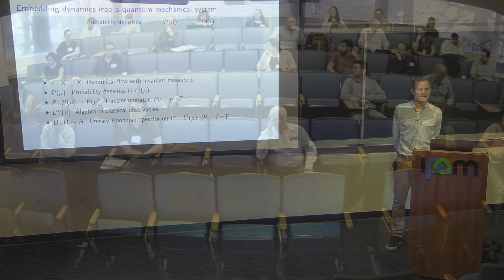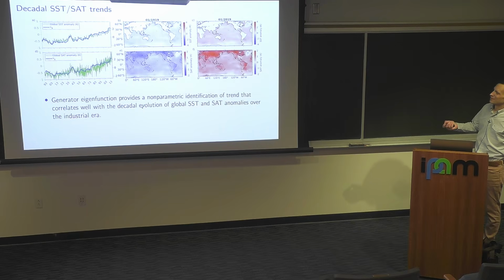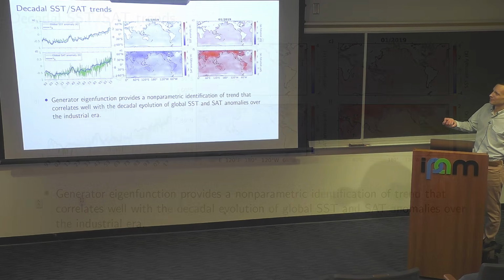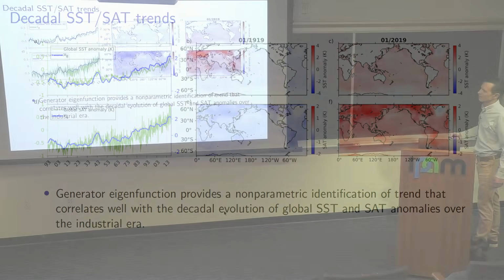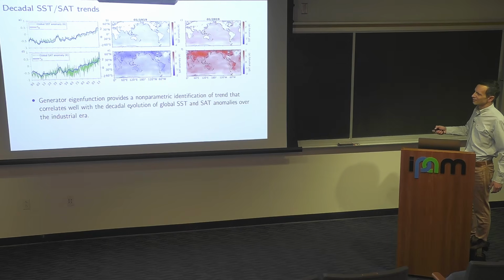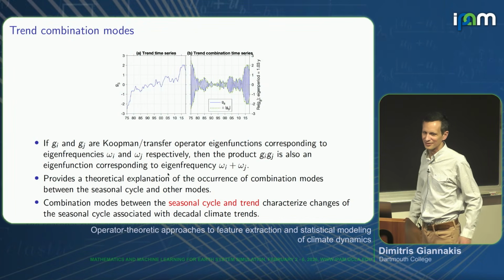Did you skip a slide? You were going to talk about trends when there was a question. Oh, I was going to, but because I'm running a little bit behind, this was just showing one of the trend modes that you can get from reanalysis data of SST. The blue color is the actual eigenfunction, and here we're showing how it correlates with SST anomalies and surface air temperature anomalies. So you could think of it as the fundamental trend mode identified by this method. And what I was showing here in blue was the combination, the product mode with the trend. Thanks.